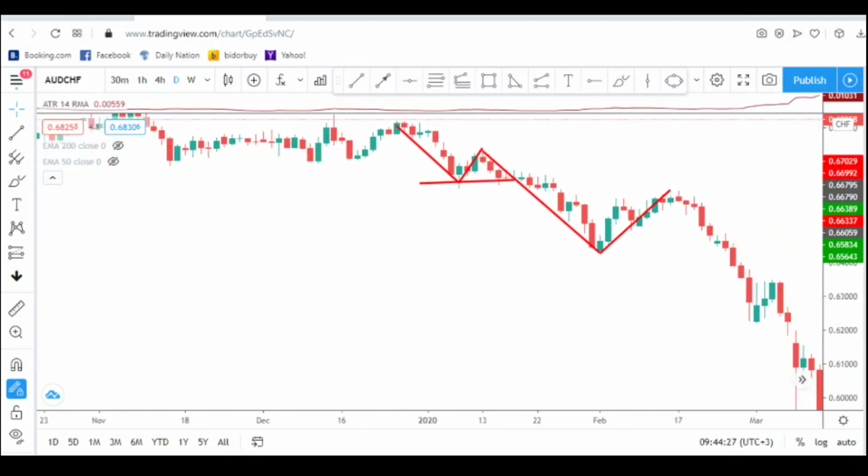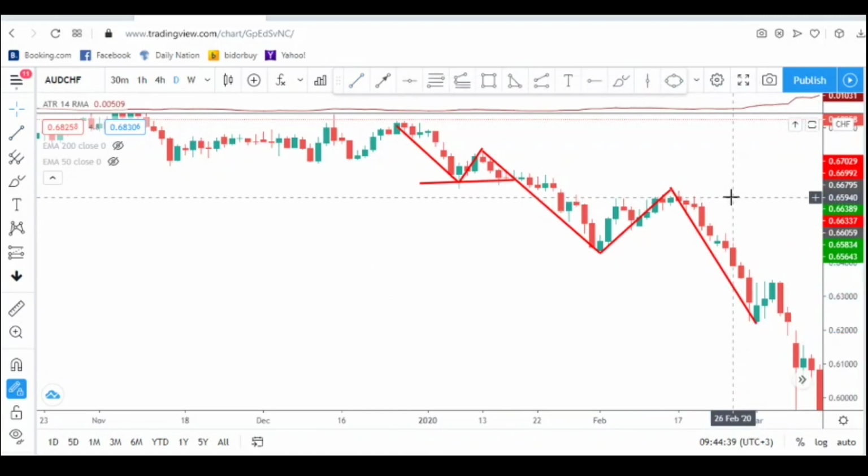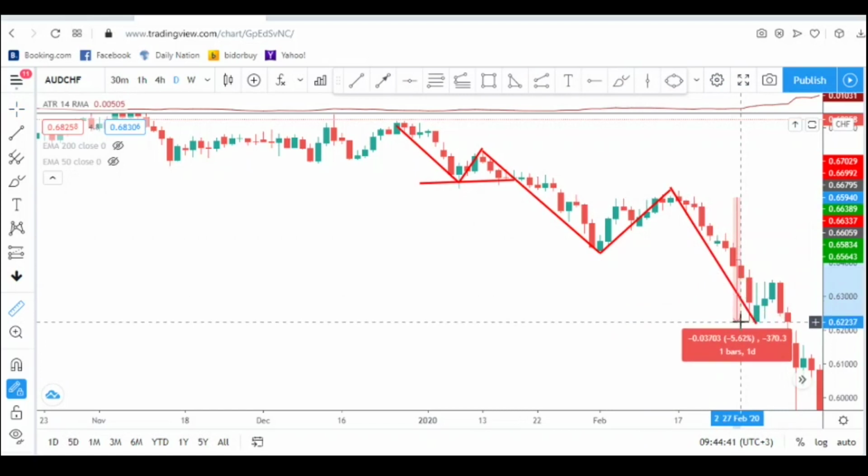And what do we have? Boom, we have the market that went to the downside, and this could have been a win. I don't know how many pips this could be. This could be 300 pips. This is a daily time frame. This could be around 300 pips and a massive win.